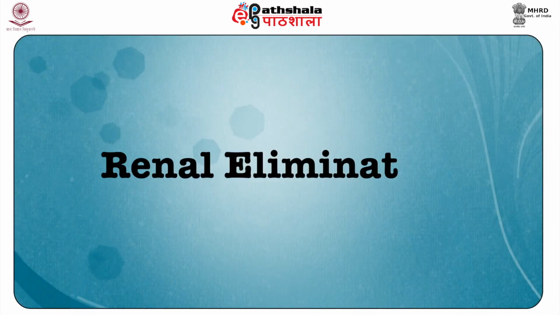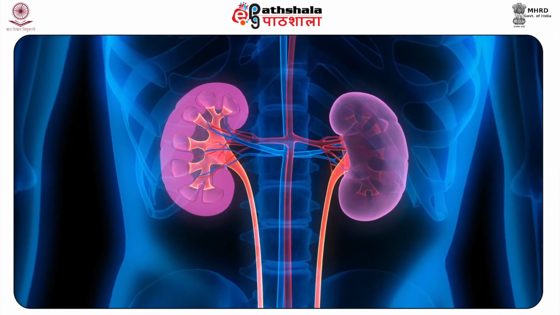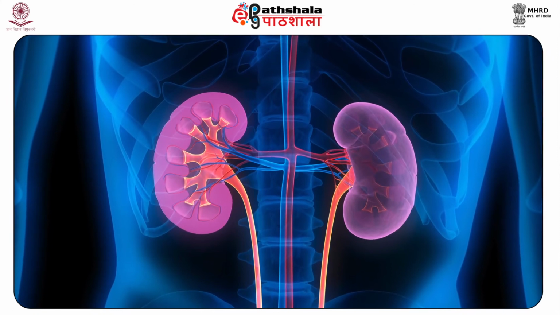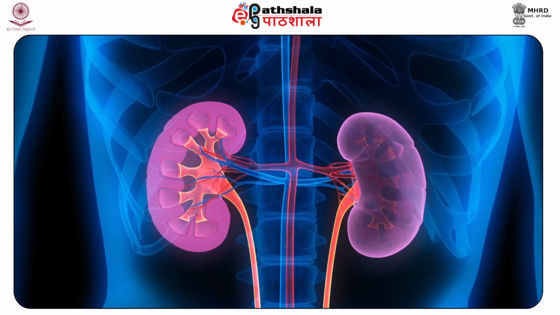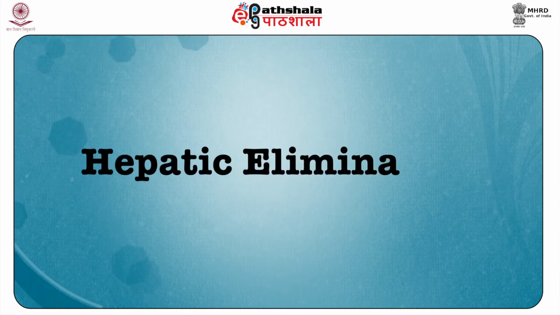Next is renal elimination. The kidneys are the spots of elimination of water-soluble chemicals that are removed from the blood by the process of reverse filtration. Two characteristics are principally responsible for determining whether a chemical will be eliminated by the kidneys, and that is size and water solubility.